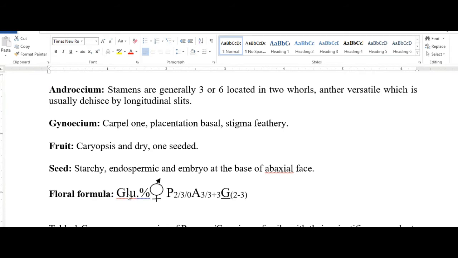The floral formula is glume representing the bract. This is zygomorphic. This is hermaphrodite or bisexual. This is perianth. Perianth number might be 2 or 3, or maybe absent. Androecium stamen might be 3 or 6. Gynoecium ovary superior. Carpel 2 or 3, syncarpous.